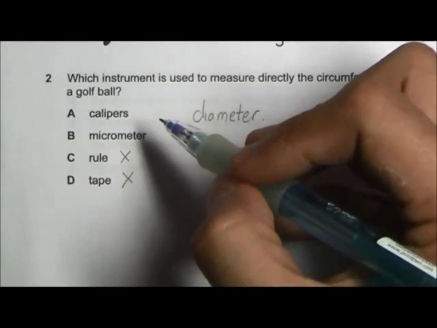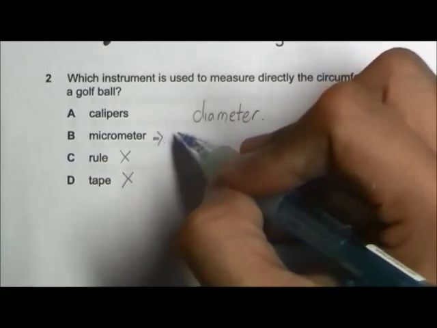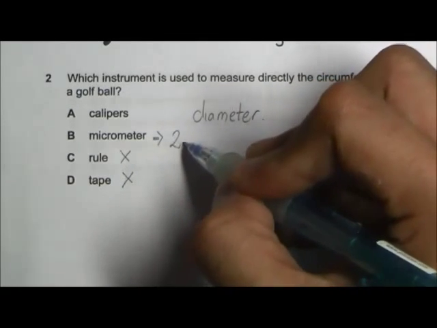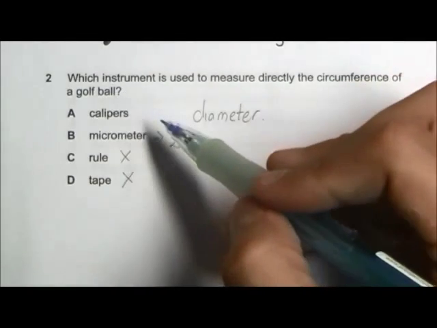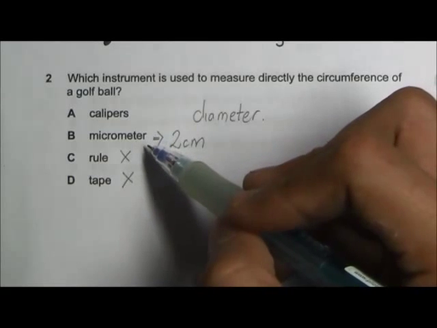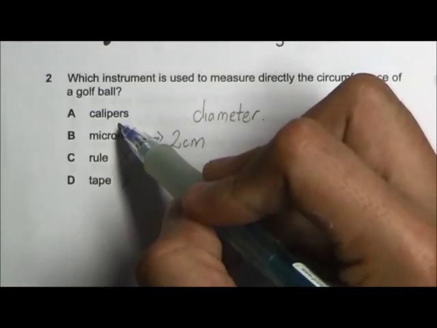And for option B, micrometer, it can only measure up to a maximum of 2 cm. So the golf ball is unlikely to fit into a micrometer. Hence, we have to stick with the option of A, a pair of calipers.